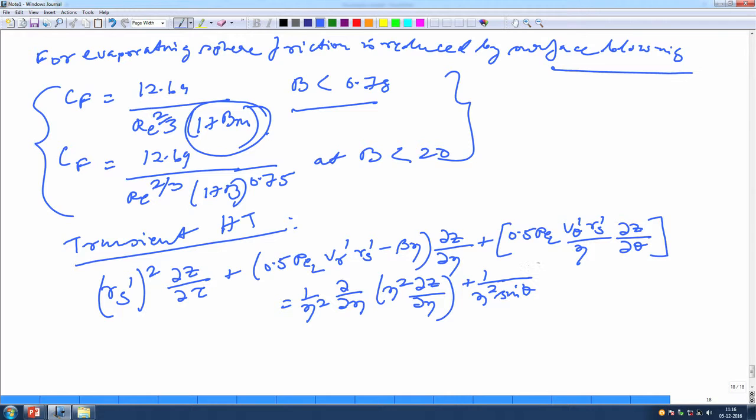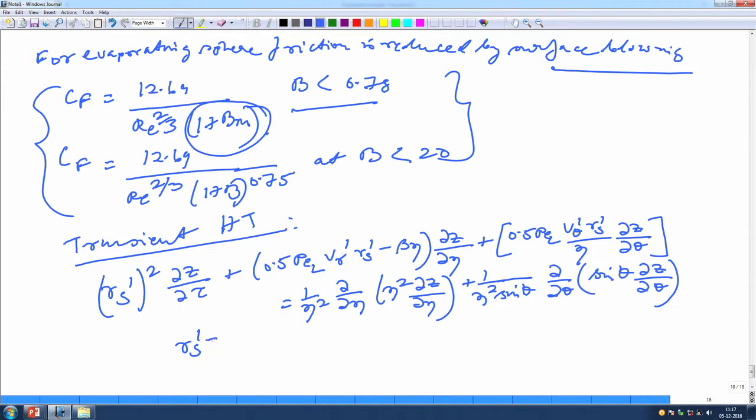Sin theta, complete spherical coordinates, got it? Long equation, nothing to be afraid of, it is a spherical coordinate. We have written basically the convective-advective equation within the liquid phase.